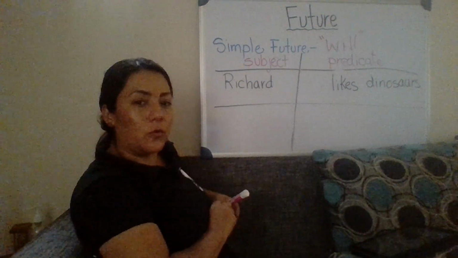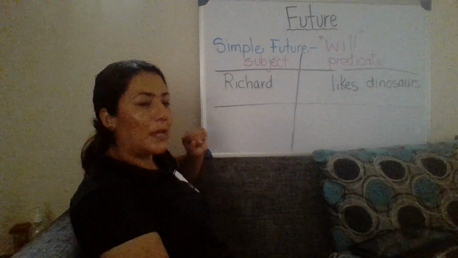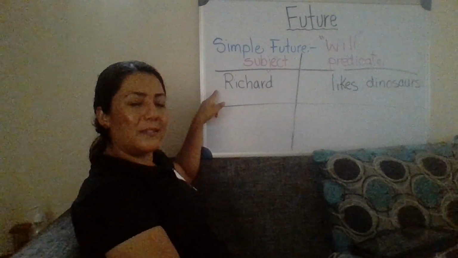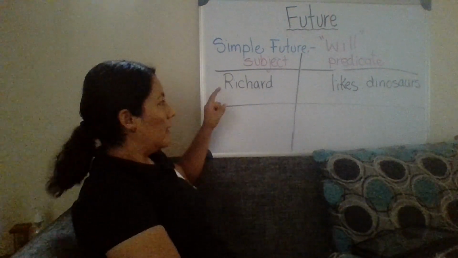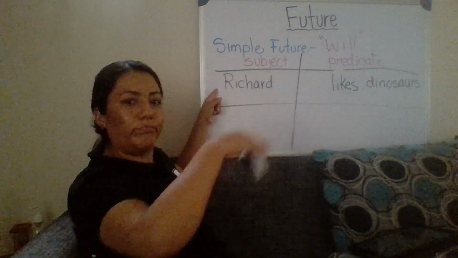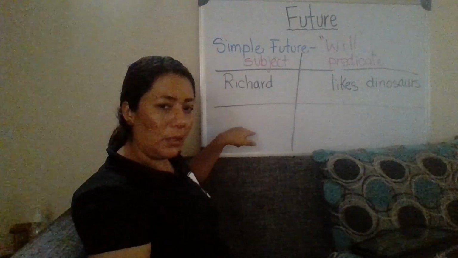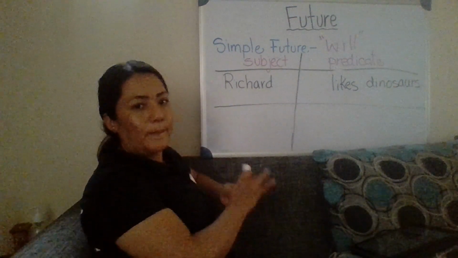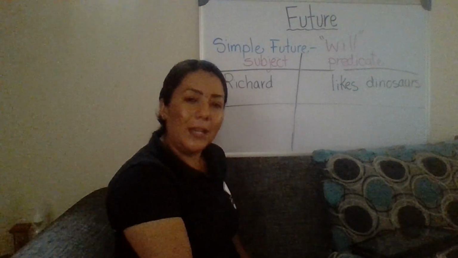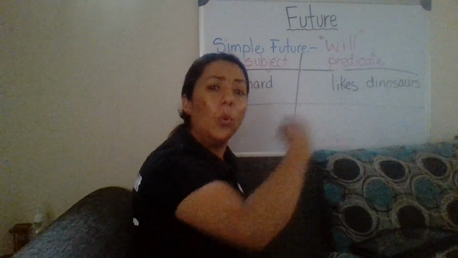Richard likes dinosaurs. In the book, in this activity, its instructions said to read the sentence and say what will happen. This is something very general. Based on this information, what will happen? So it says, Richard likes dinosaurs. If Richard likes dinosaurs, what will happen? What will he do?